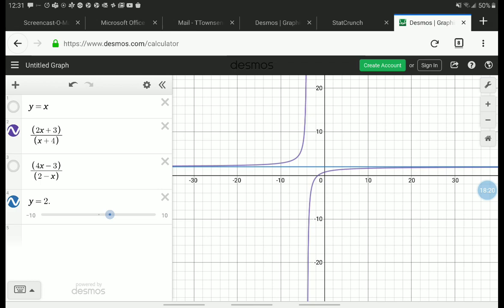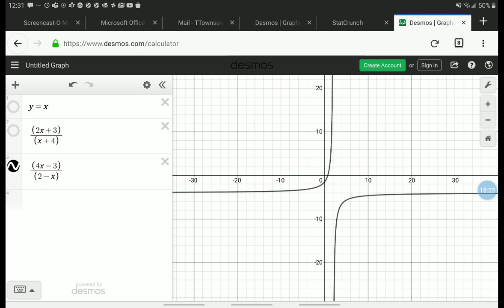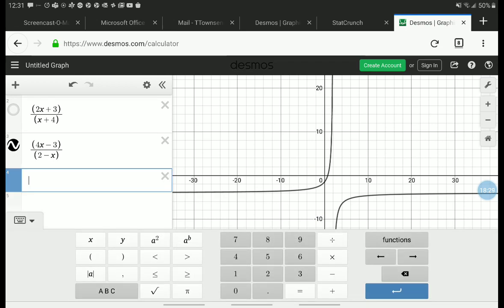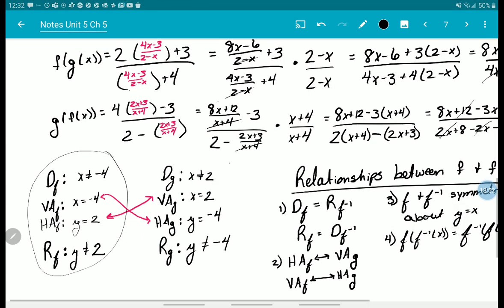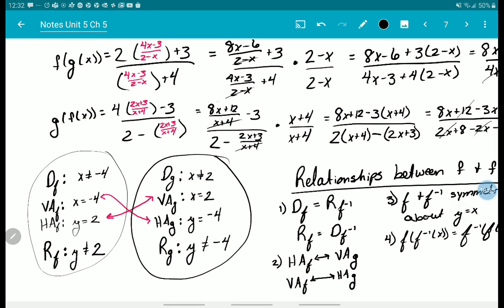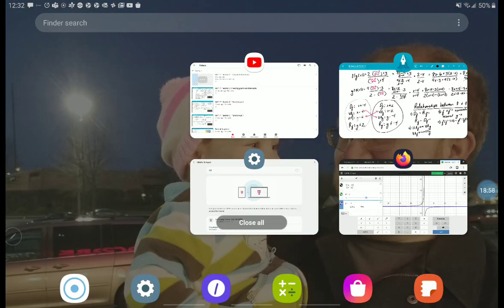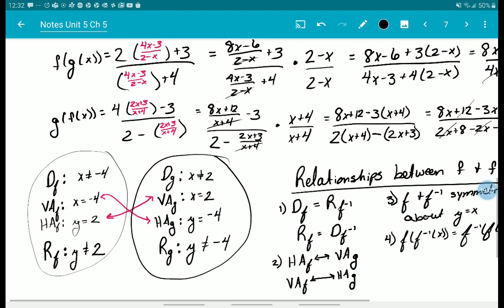So I'm going to delete those guys. There's my g of x function. So we said we had a vertical asymptote at x equals 2. So there's that vertical asymptote, that green line. And we had a horizontal at y equals -4. So there's that horizontal. We know the domain would be everything but 2. The range would be everything but -4. That's the same thing that we said over here when we were analyzing that g of x function. So the graph matches up with everything that we said here.